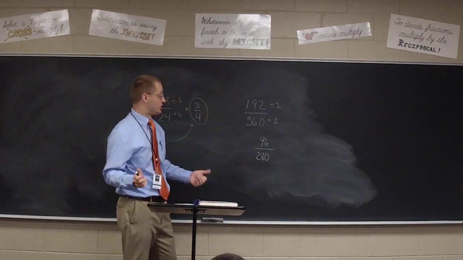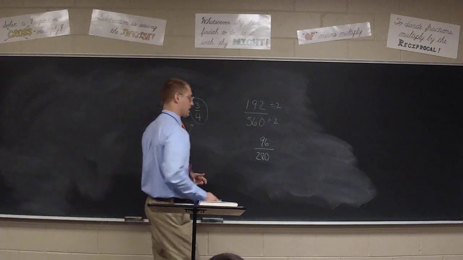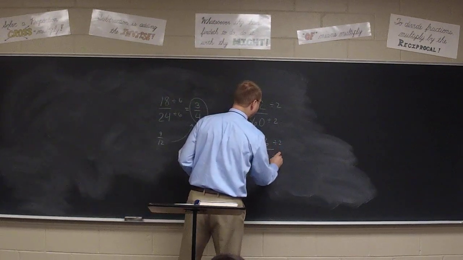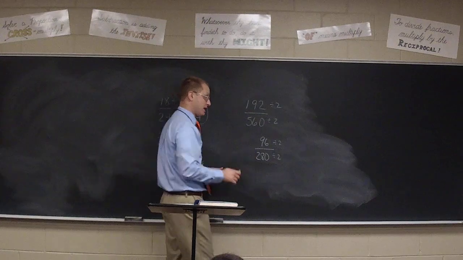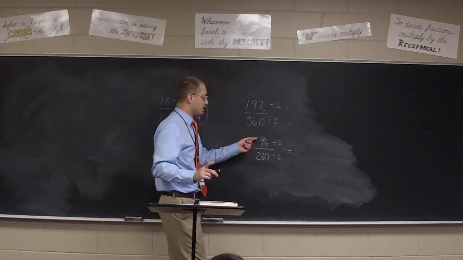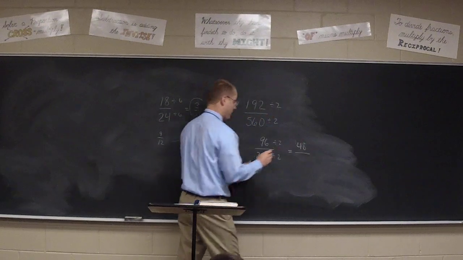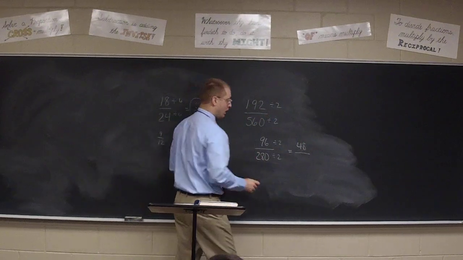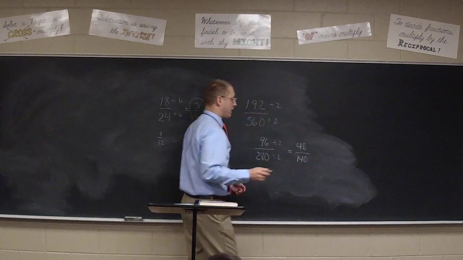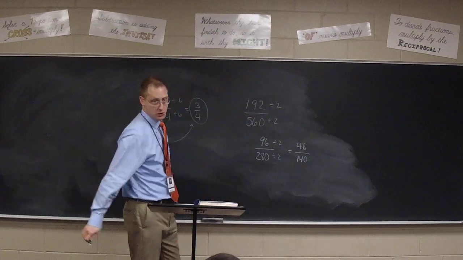At this point, I notice they're still even. So, let's take another 2 out, because again, these still are not on my times tables from when I was a kid. So, somebody else, 96 divided by 2. 48, and 280 divided by 2? 140. And then, lo and behold, I realized these are still on my 2 times tables.